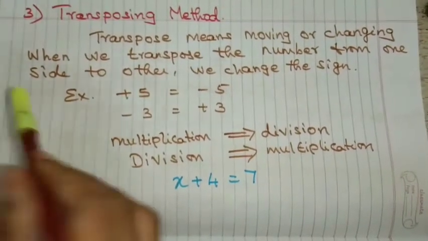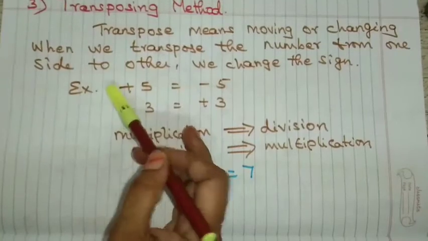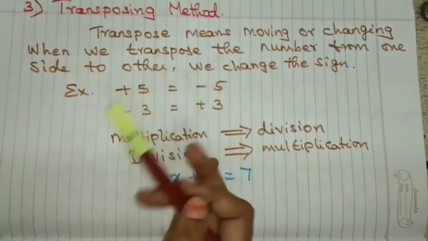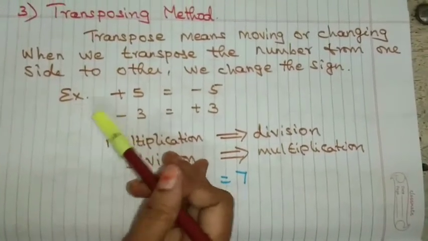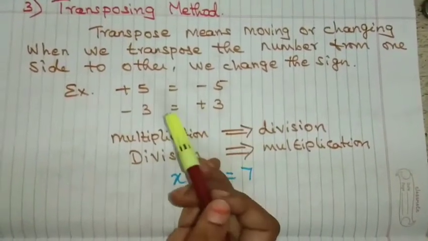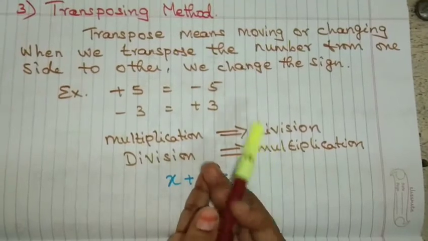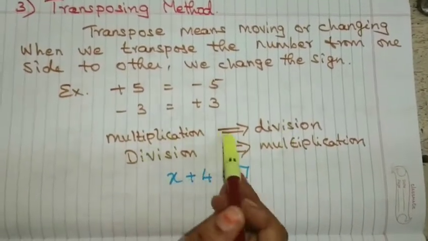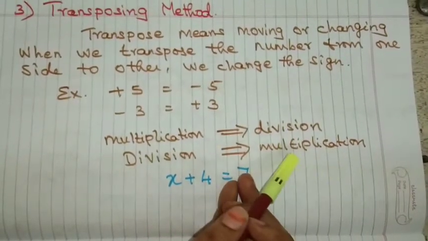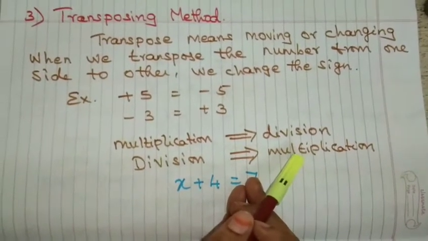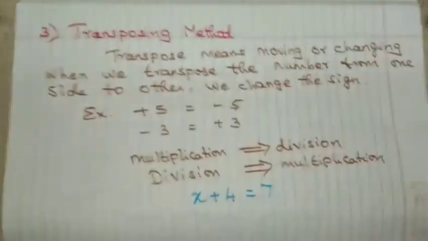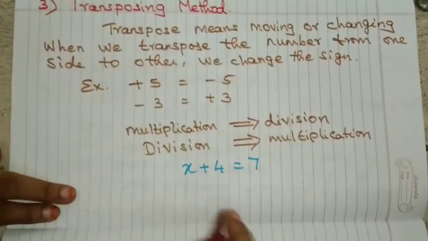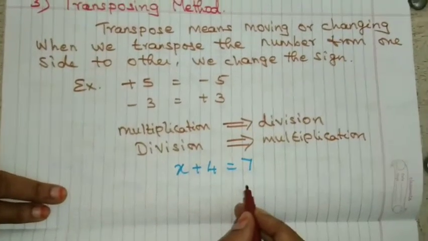For example, if you have a plus sign on your LHS, when it goes to the other side, it becomes minus. And if you have a negative sign number, when it goes to the RHS, it becomes plus. For multiplication, you will divide, and for division, you will multiply. It is the same as the balancing method, but you are not going to add or subtract. I am going to straight away change the sign. So I am taking the same question: x plus 4 is equal to 7.